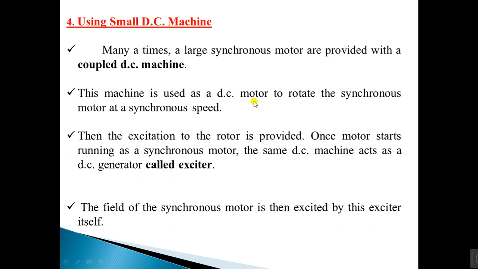From these four methods we can conclude that we need to rotate the rotor at synchronous speed, similar to the stator speed. Once the rotor and stator start to rotate at the same speed, the external excitation devices no longer need to continue. We can disconnect them. That's all, the concept is this one. So using different methods, one is the pony motor method, then the damper winding method, the slip ring induction motor method, and the small DC motor machine method, all are doing the same work. Right?